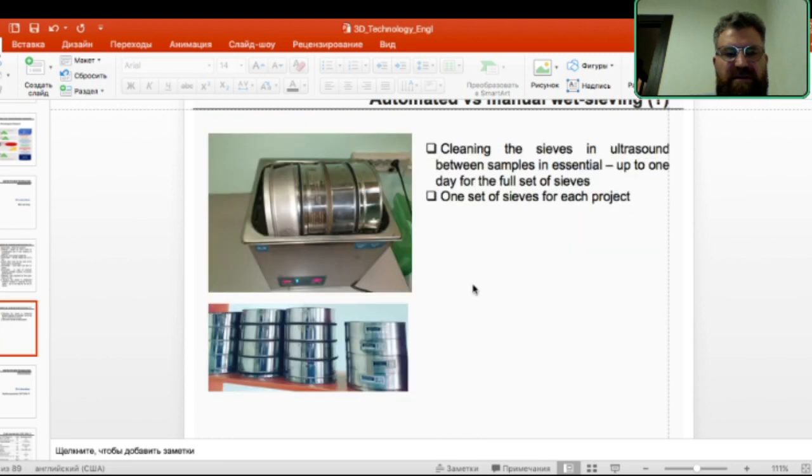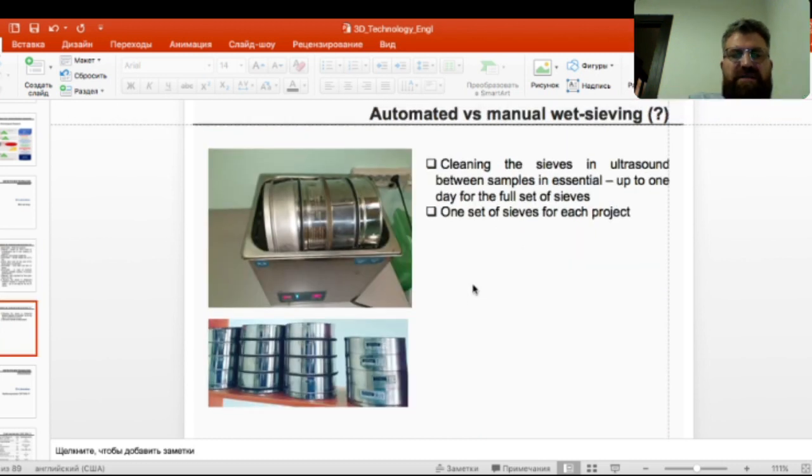We want also to address the sieve. It's so important that it has got a separate slide. Cleaning of the sieves in an ultrasound between samples is essential, and we clean for up to 1 day the full set of sieves after each sample.